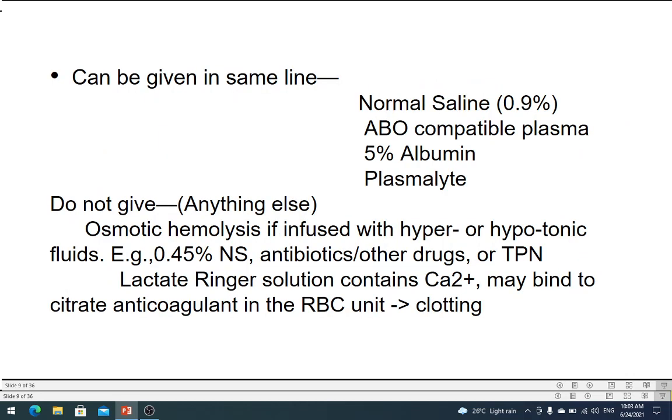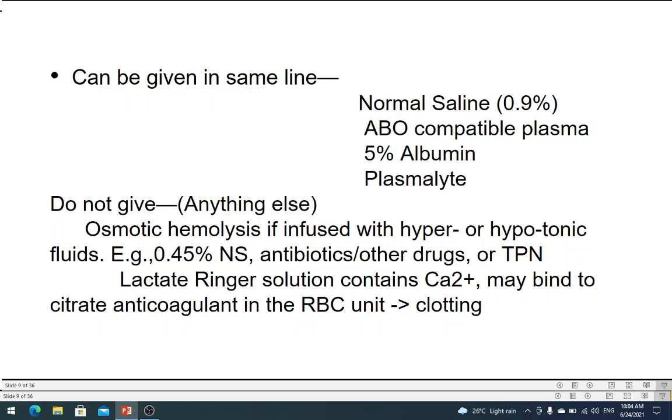When you give RBCs, what can you give along with it? You are giving an RBC with a drip set, isn't it? A blood set, with a filter and all that. You give it using that. You cannot give all sorts of solutions along with that. In the same line, you cannot give other things. Most things cannot be given.